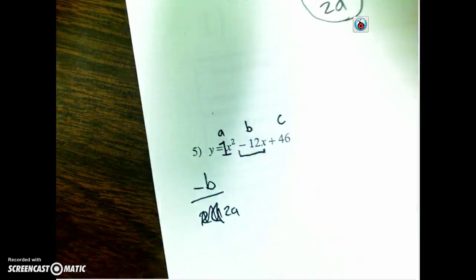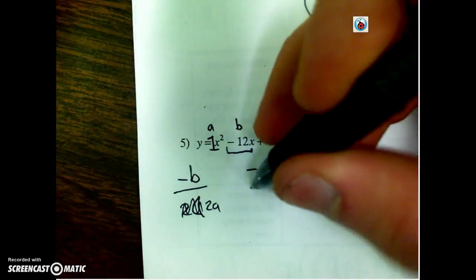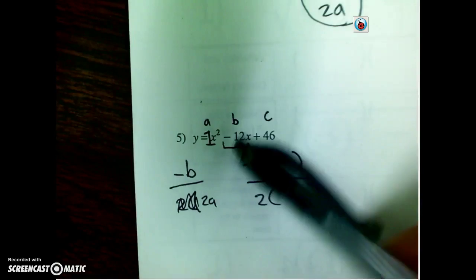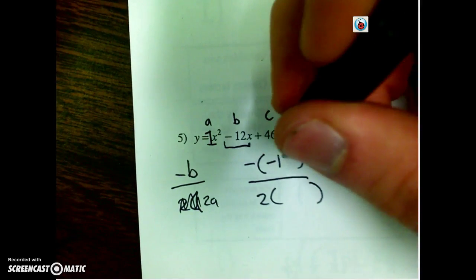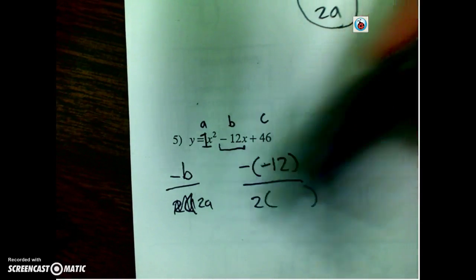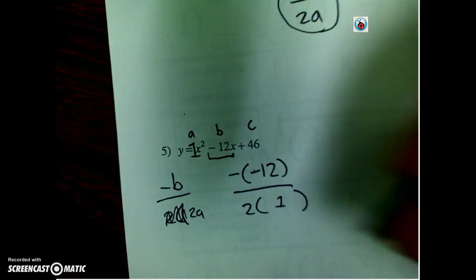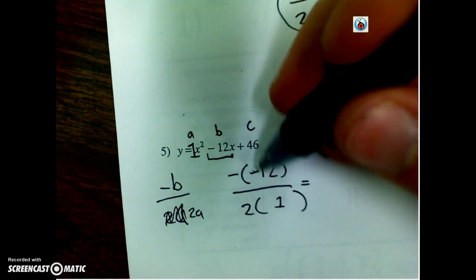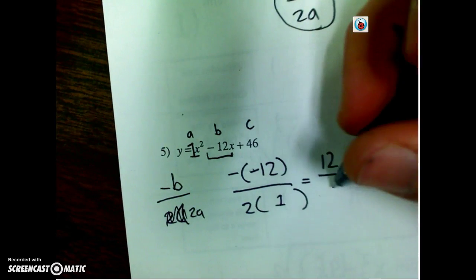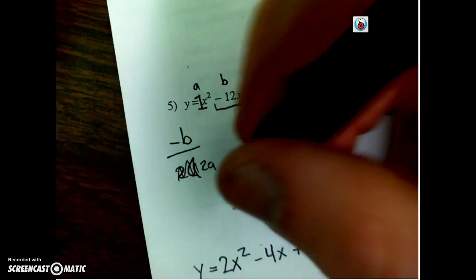2a. Alright, so the way I like to do this is I write out my formula and I leave a spot for my b and my a. And my b is a negative 12. Notice how we're bringing in this negative sign from this, even though there's already one with the formula. We need both. And our a is a 1. So when I go negative 12 divided by 2 times 1, that is 6. So it looks like our x coordinate is a 6.